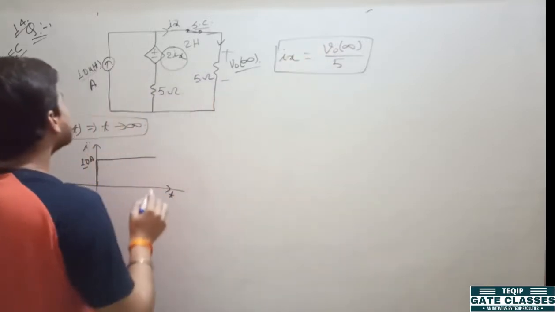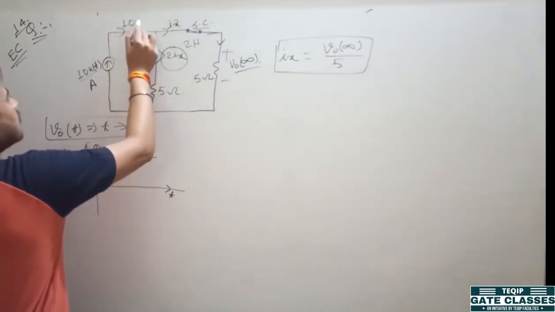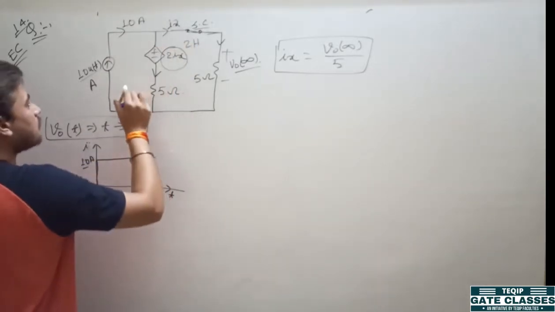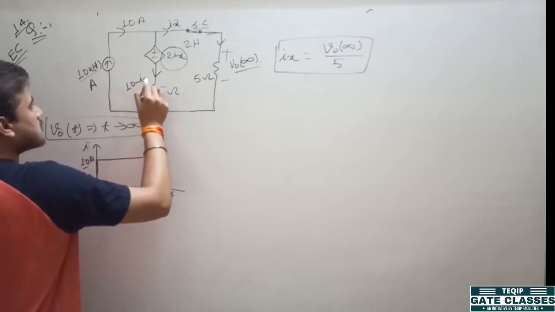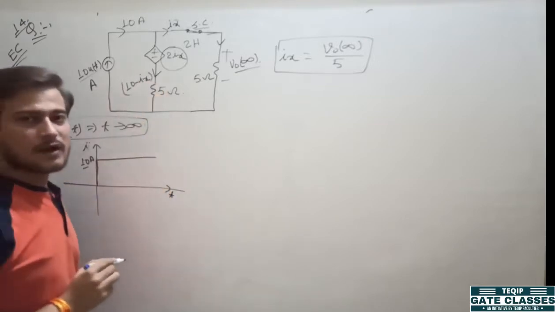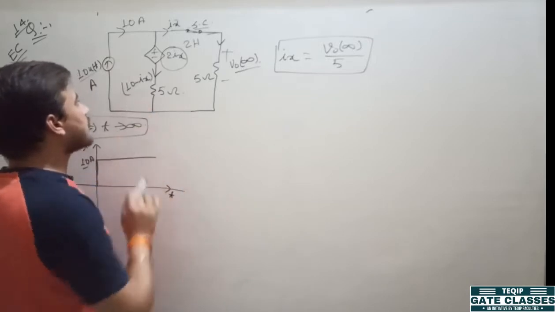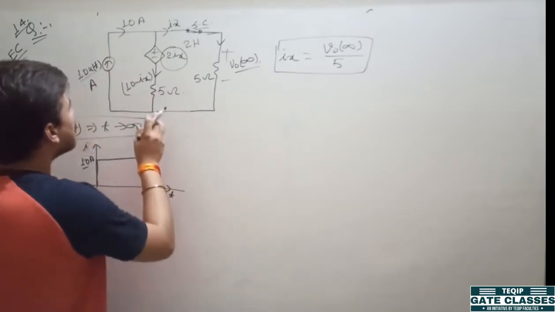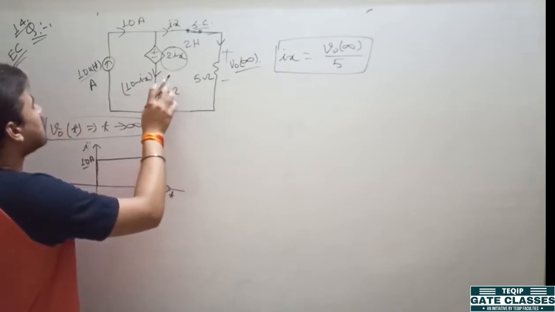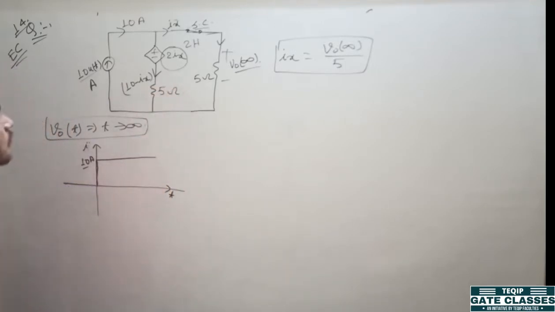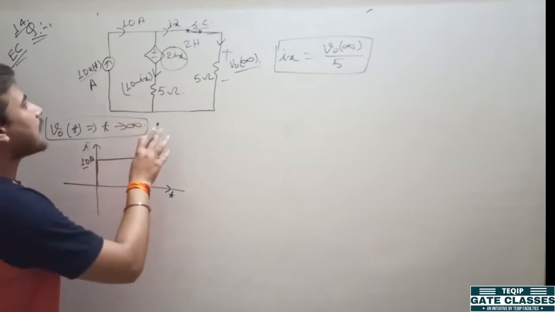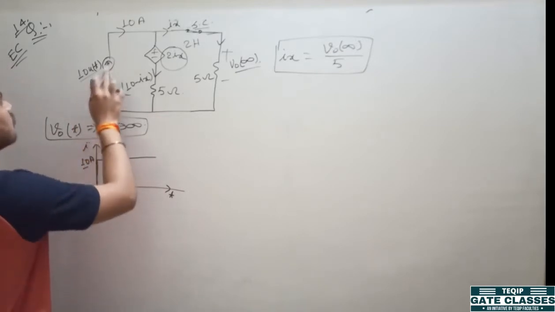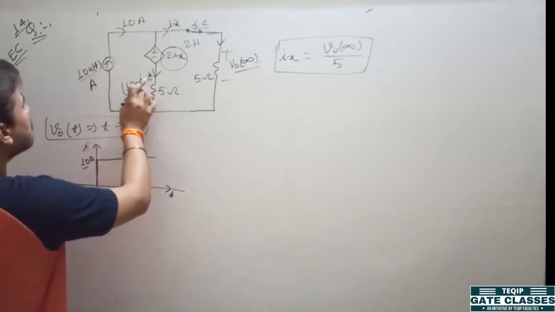Clear? Now you see 10 ampere is current flowing through this branch. Ix is coming out from here, so the current in this branch will be 10 minus Ix. If the current is 10 minus Ix, then what will you do? You can easily apply Kirchhoff's voltage law here.